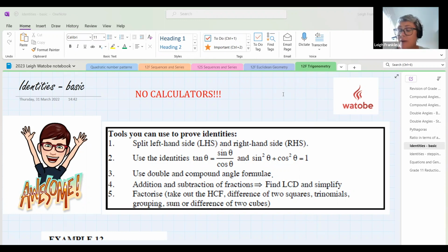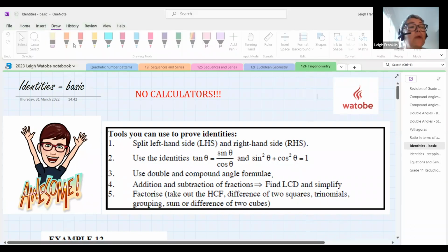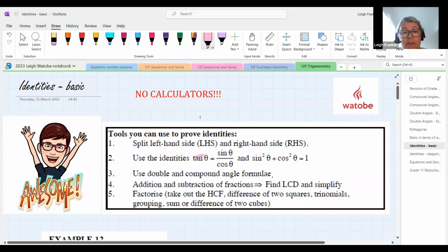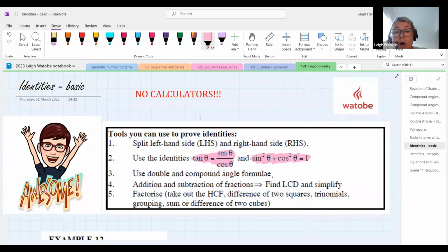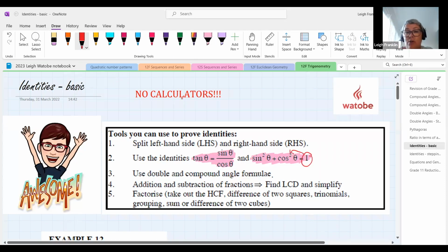The other thing that's important for us are our identities from grade 11. If we recall our tan identity, whenever we see tan theta, we would write it as sine theta over cos theta. That's really important. And our square identity: sine squared theta plus cos squared theta is equal to 1. A lot of the time they will give us the 1 and we would need to write it as sine squared theta plus cos squared theta, and you're going to see that this evening. I'm going to show you how we would use that.